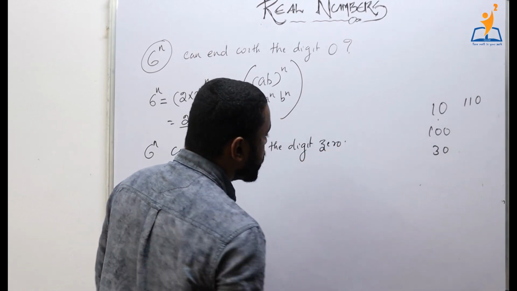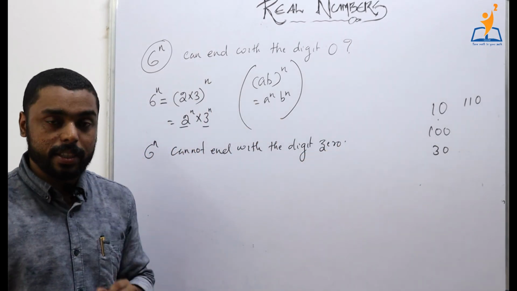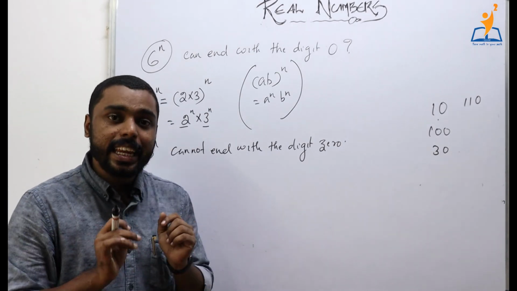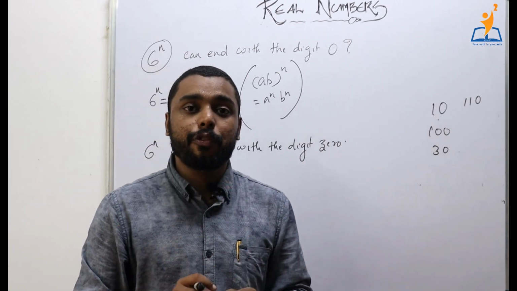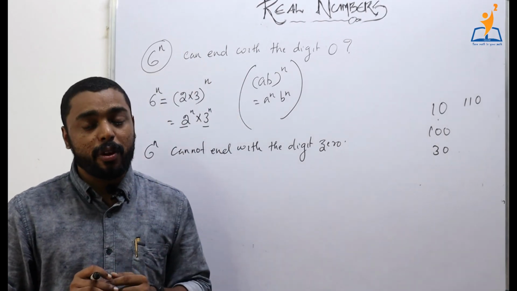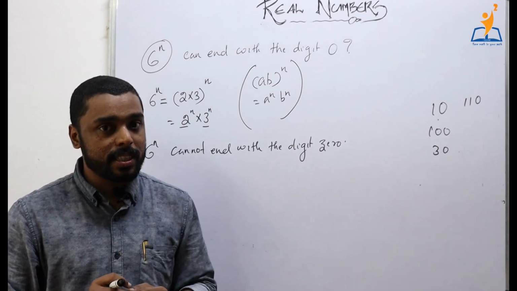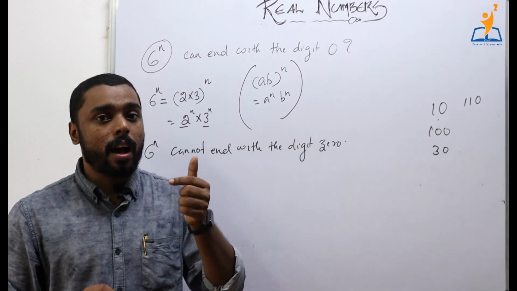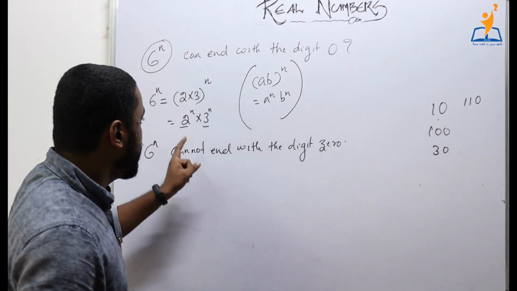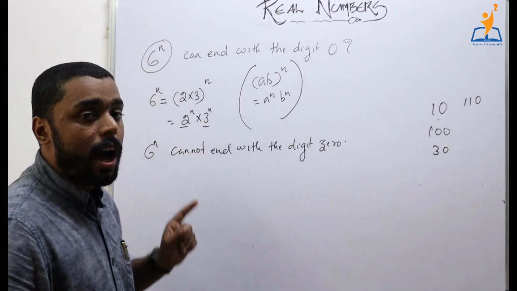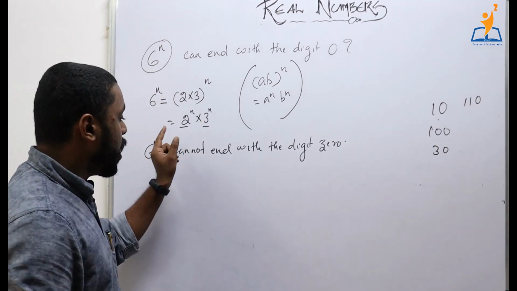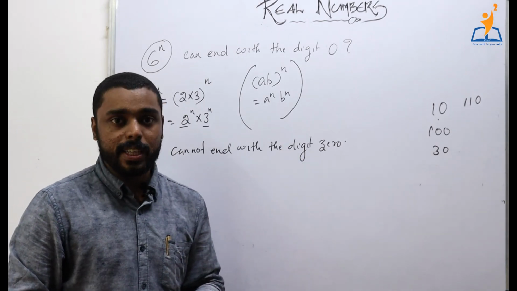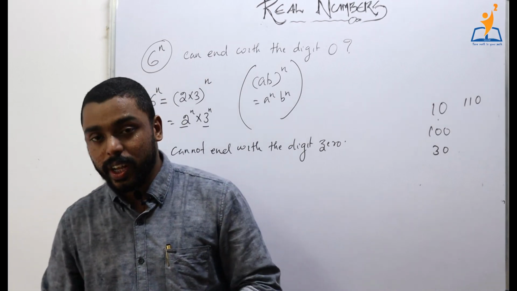Why? Because if 6 raised to n could end with the digit 0, 5 must be one of its prime factors. Any number which is divisible by 5 has 5 as its prime factor, so any number which ends with the digit 0 must have 5 as its prime factor. Here 6 raised to n has 2 and 3 as the only prime factors and 5 is not a prime factor, so 6 raised to n cannot end with the digit 0. Is it clear? Okay, we shall move on to the next question.